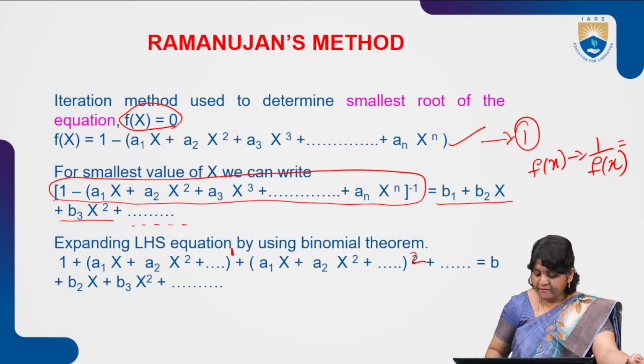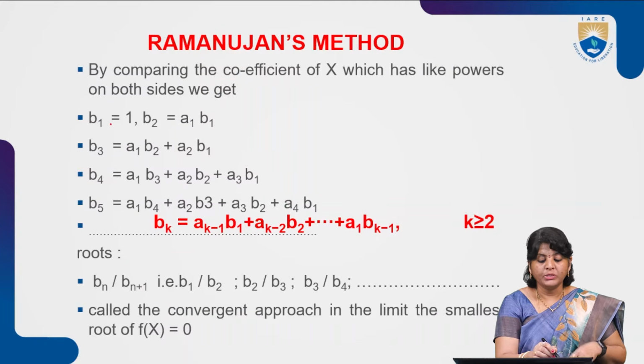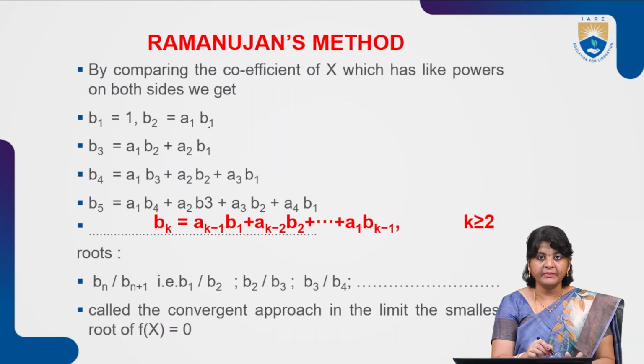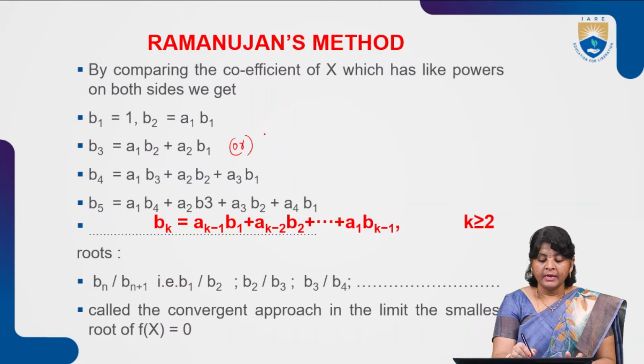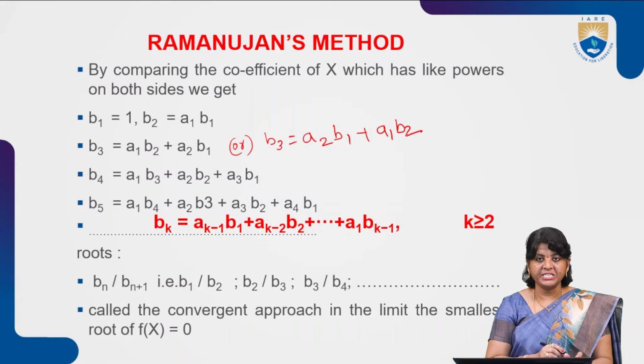By equating the powers of the two expressions, we will get the values. b1 is equal to 1, b2 is equal to a1 b1, b3 is equal to a1 b2 plus a2 b1, or else you can write it as b3 is equal to a2 b1 plus a1 b2. The terms can be interchanged.